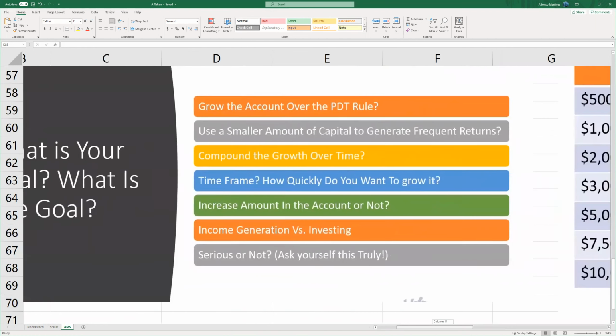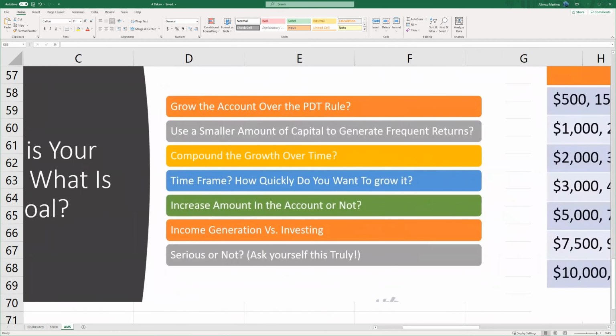You want to use a small amount of capital to generate frequent returns. You want to compound it over time. You want to increase the amount every month, every paycheck. You want this account to be an income generator or an investment. And the most important one, are you serious? Are you really serious about reaching this goal, or you're just playing around trying to get rich?